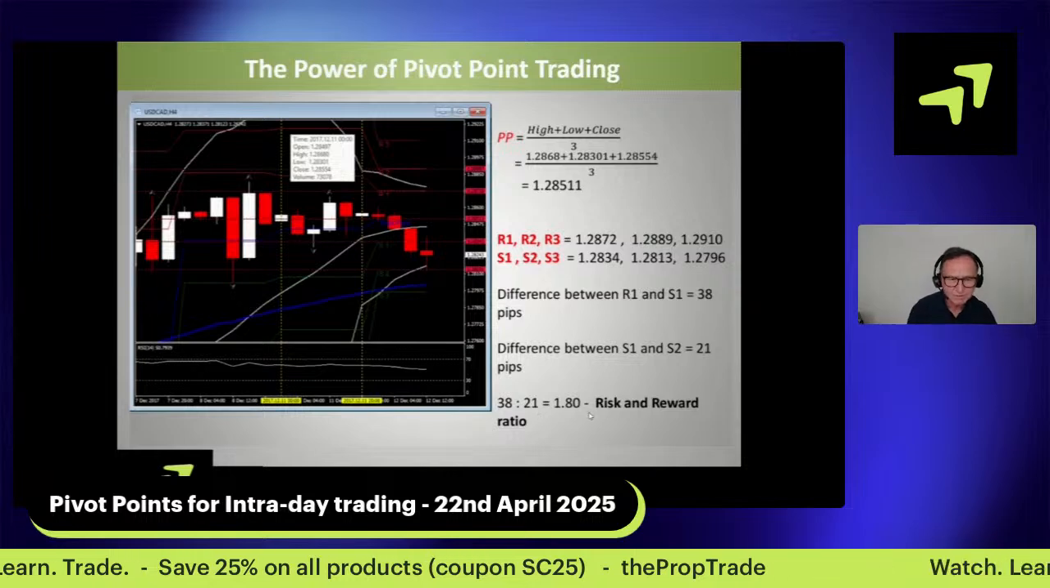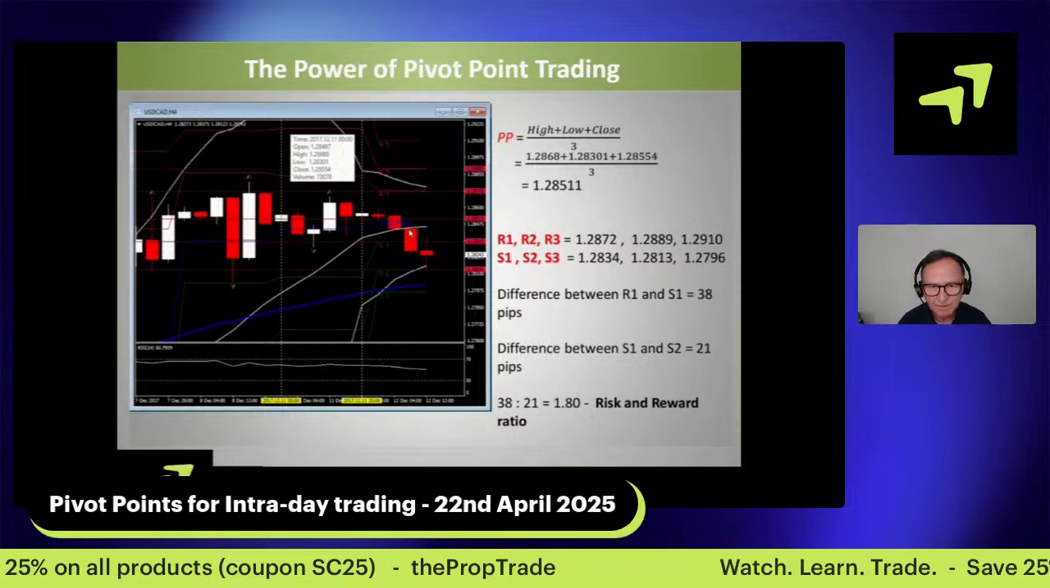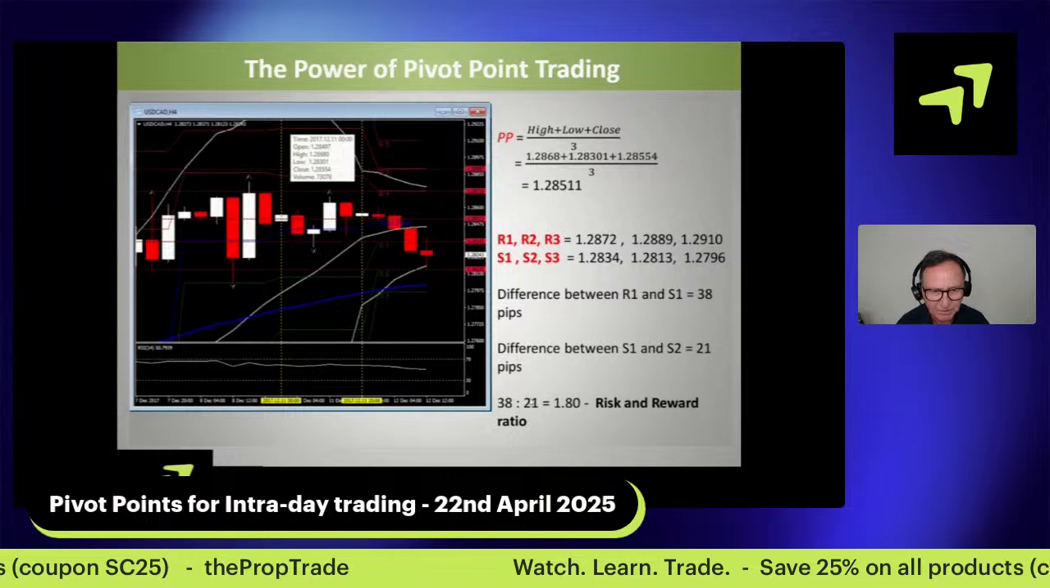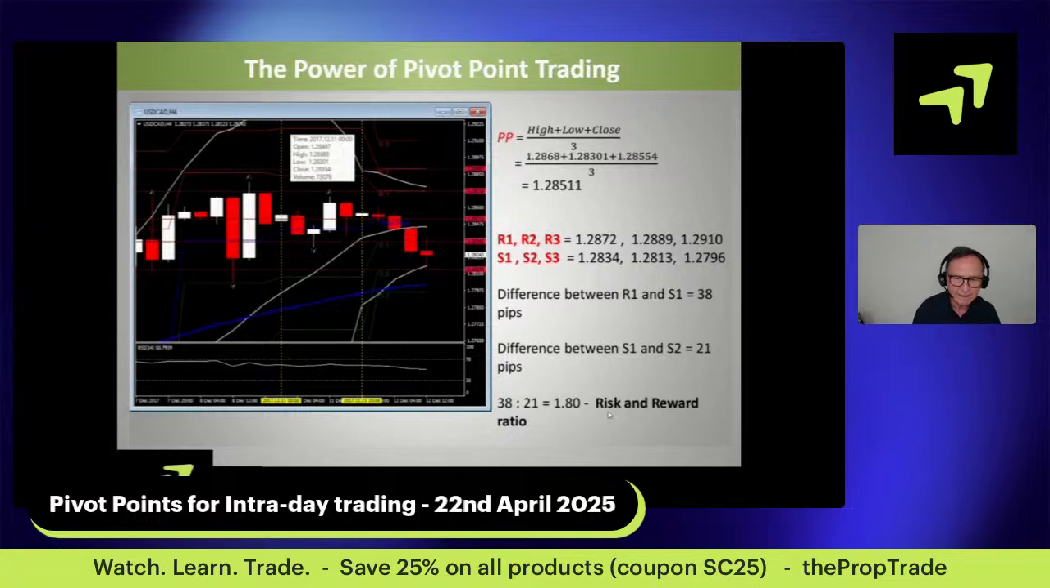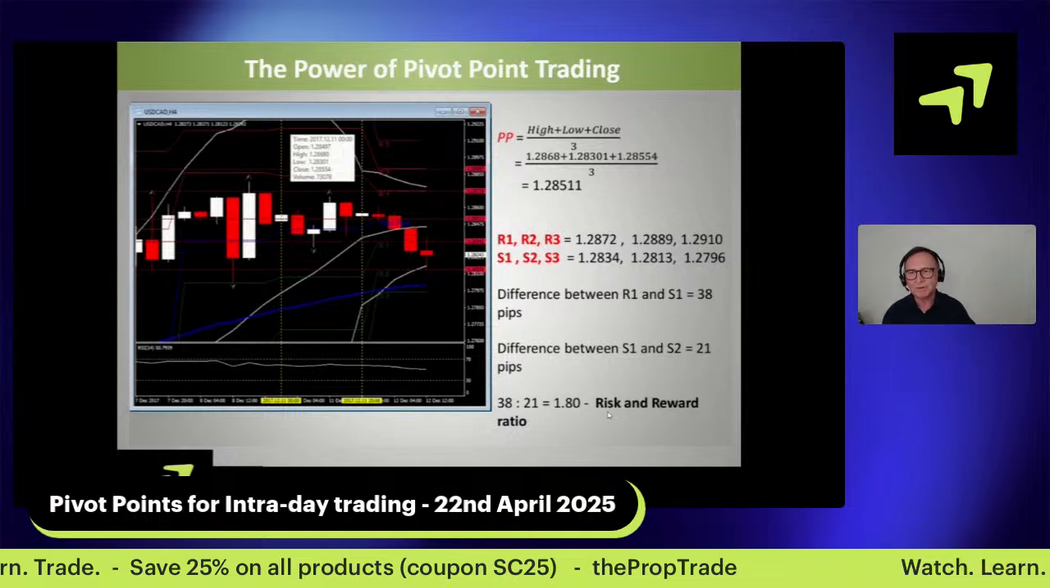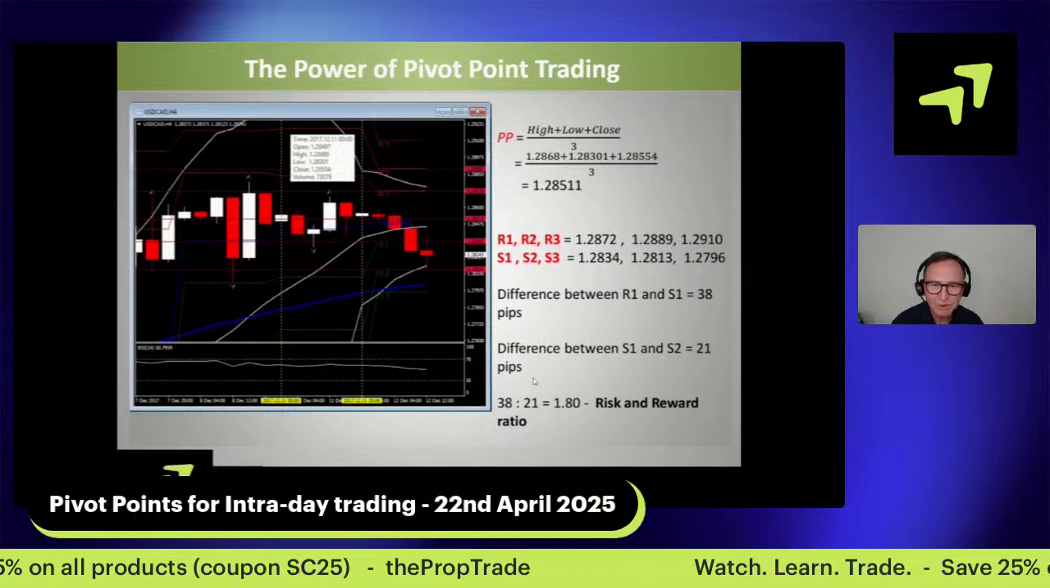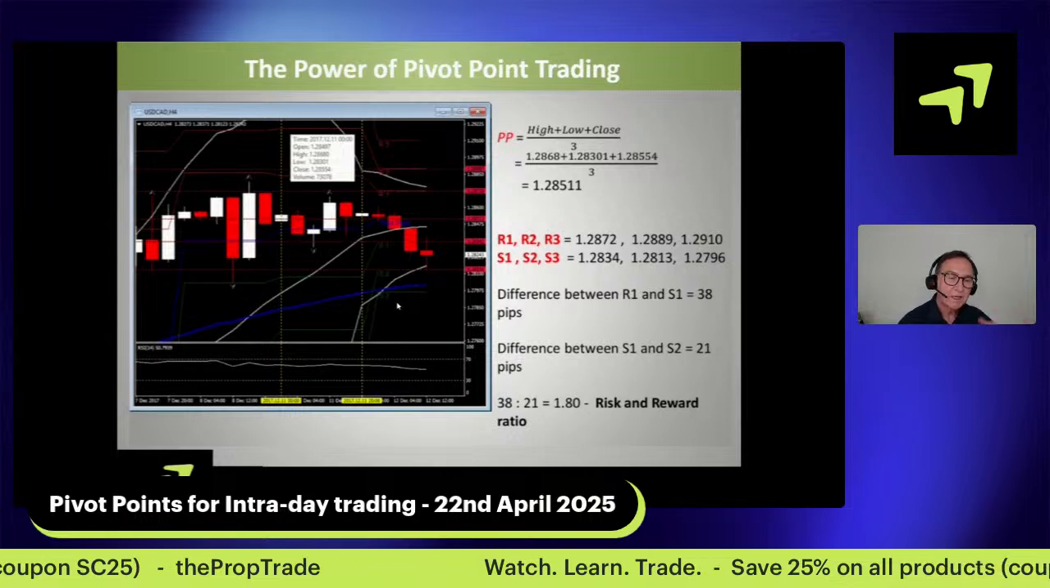So it gives you a risk reward of 1.8 to the downside. We'd already moved 38, with 21 still to come potentially, but that's already played out. So again, take the math to the next level if you want to do that, or just use the simple areas.